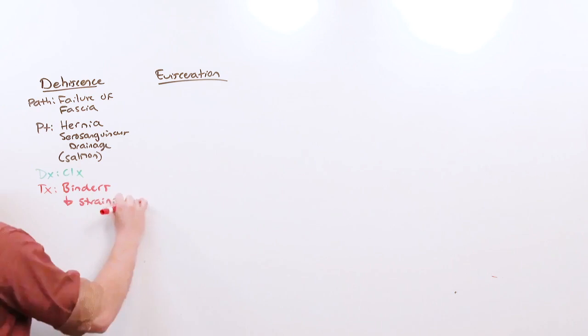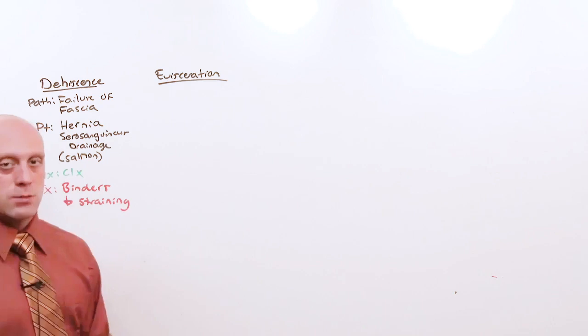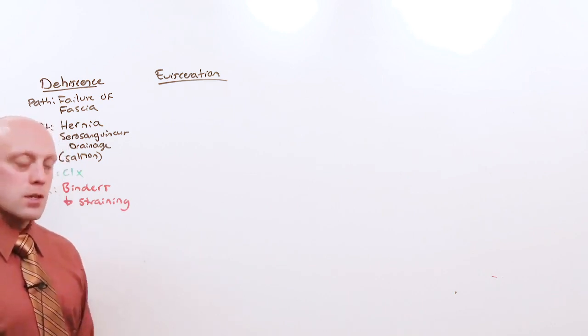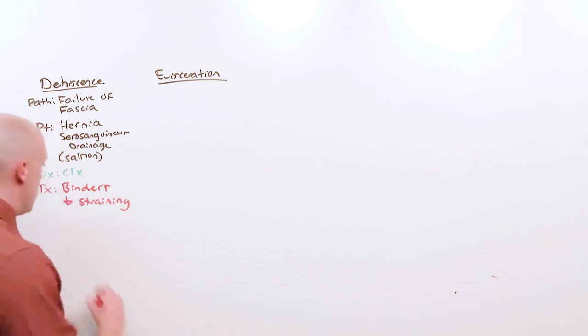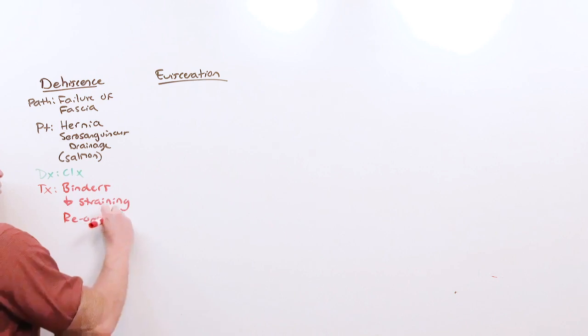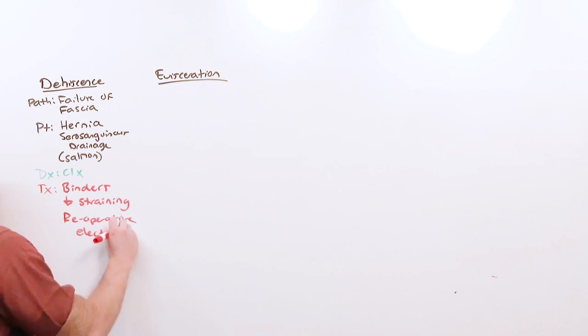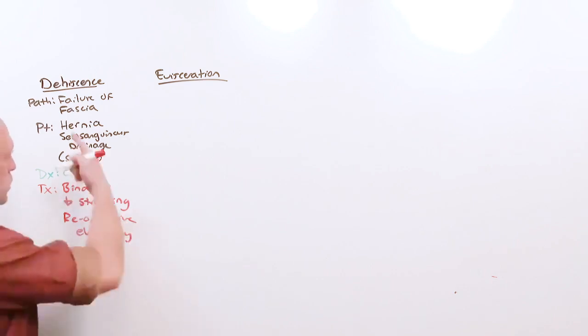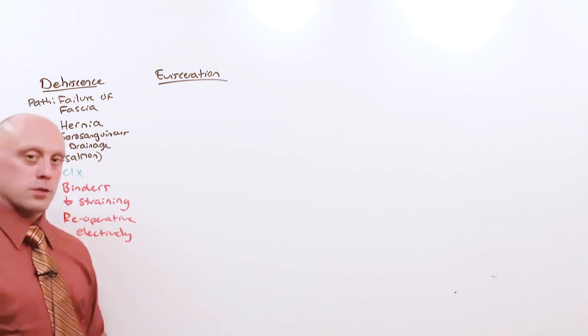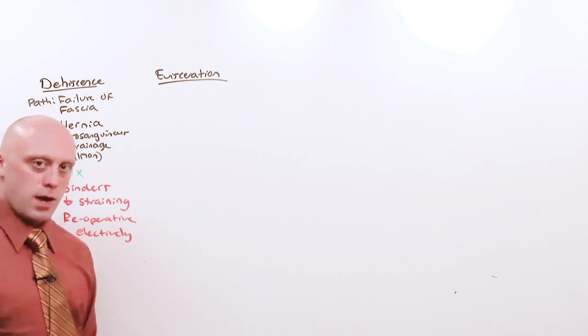reduce straining, so no lifting. And this is actually why you tell people who've had abdominal surgeries not to lift anything or strain themselves, because they might compromise the abdominal wall. And eventually you're going to need to reoperate, but you can do so electively to close that ventral hernia. This, of course, puts them at risk for having strangulation and incarceration, but it's not a big deal. You don't have to fix it right away.